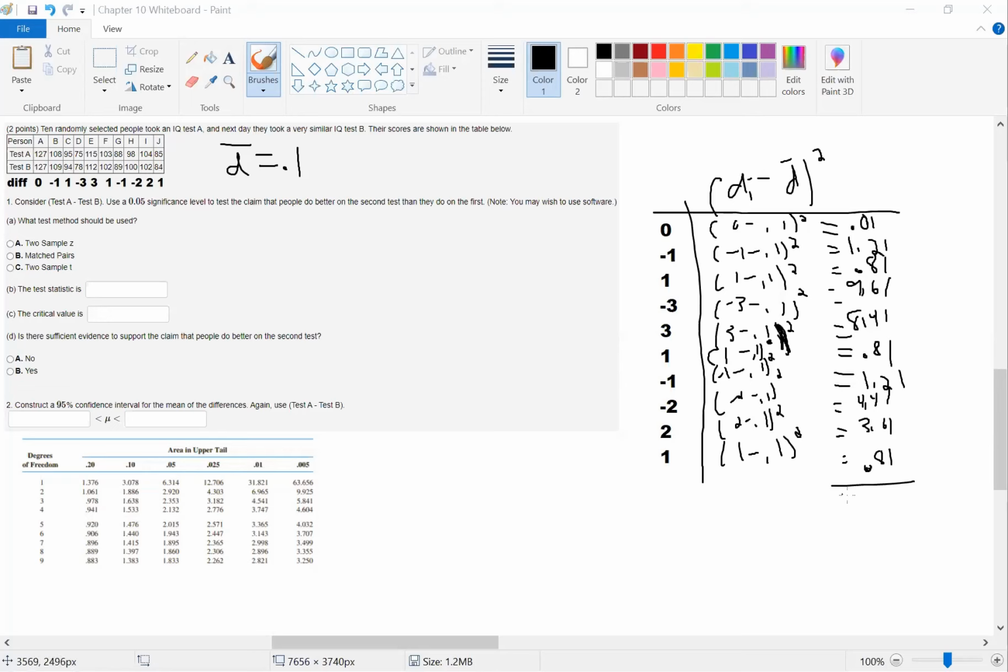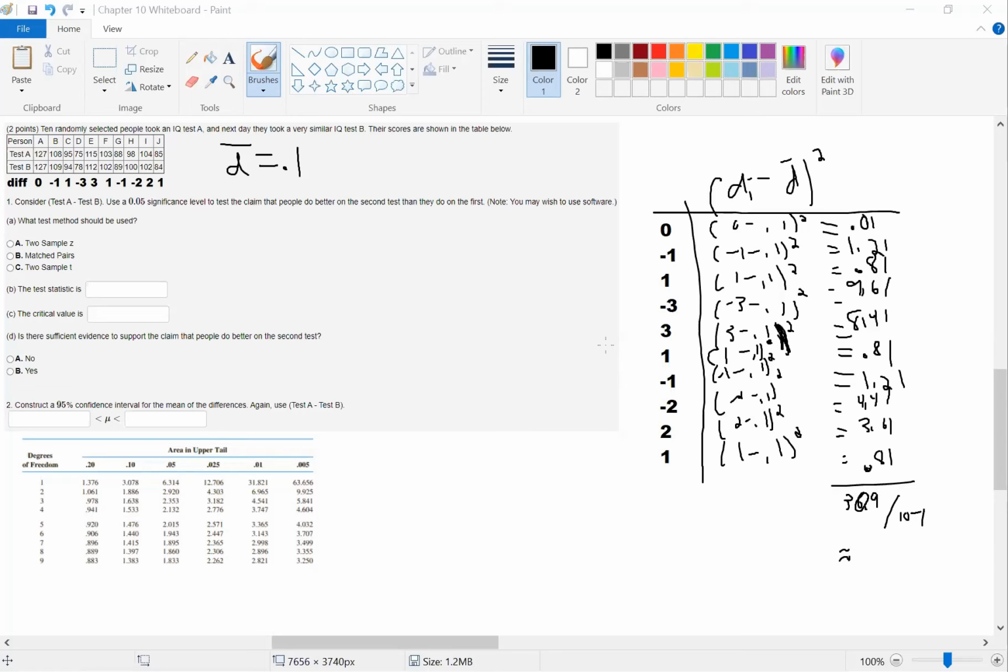$30.9. That should be a 0, not a 6. We have to divide this by n minus 1. If you divide by 10, you screwed up. So 10 minus 1. Come on, calculator. And divide that by 9.